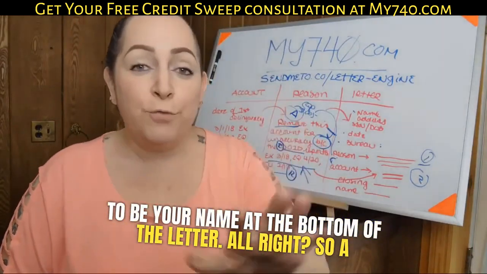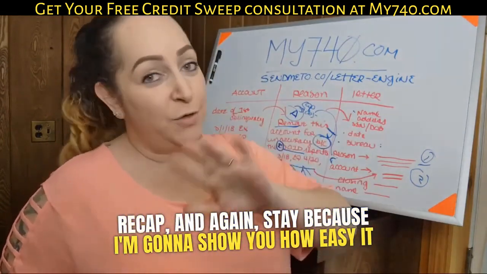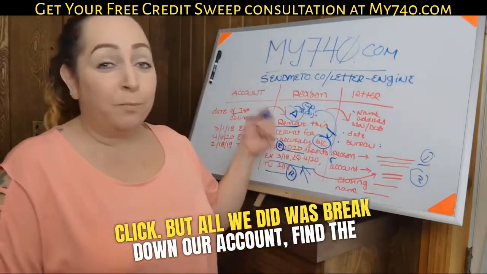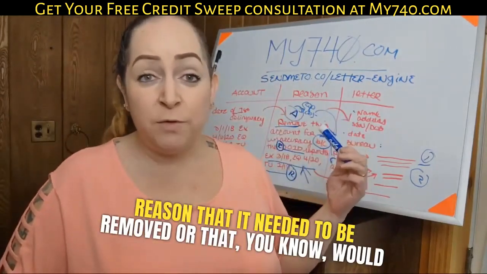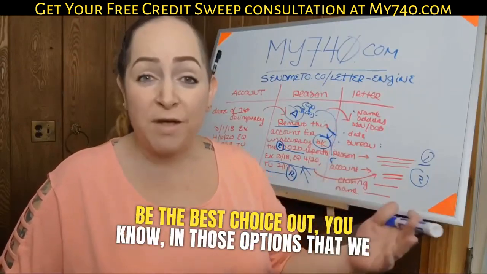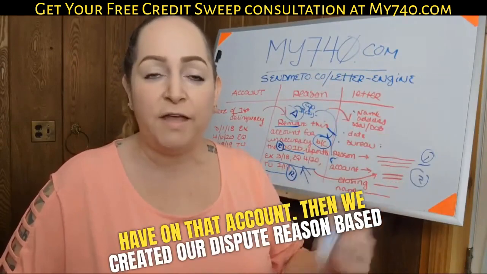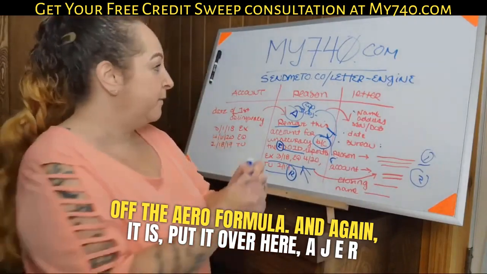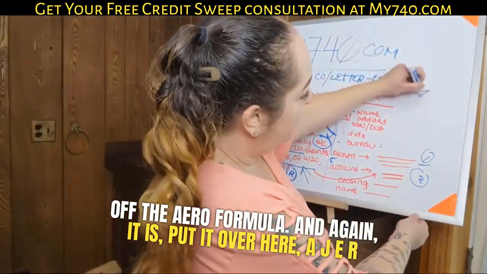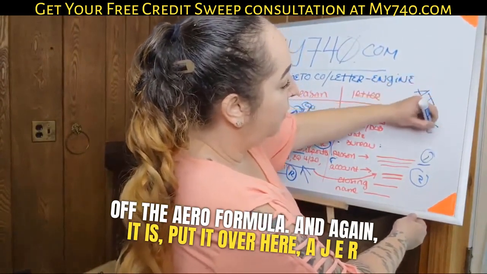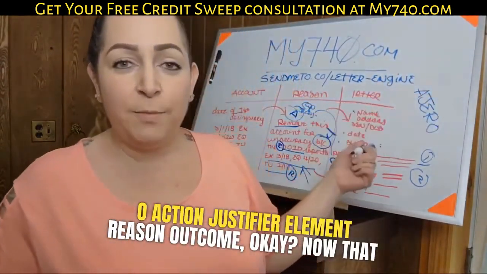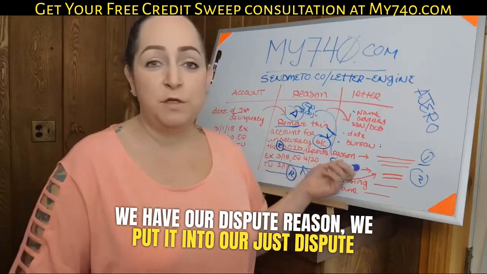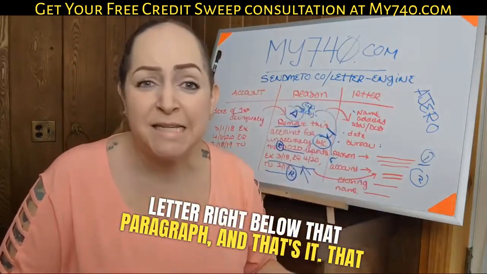All right. So a recap, and again, stay, because I'm going to show you how easy it is to create a bunch of disputes by filling out one form and one click. All we did was break down our account, find the reason that it needed to be removed, or that would be the best choice out of those options that we have on the account. Then we created our dispute reason based off the AJERO formula. Action, justifier, element, reason, outcome. Now that we have our dispute reason, we put it into our dispute letter right below that paragraph. And that's it. That is it.